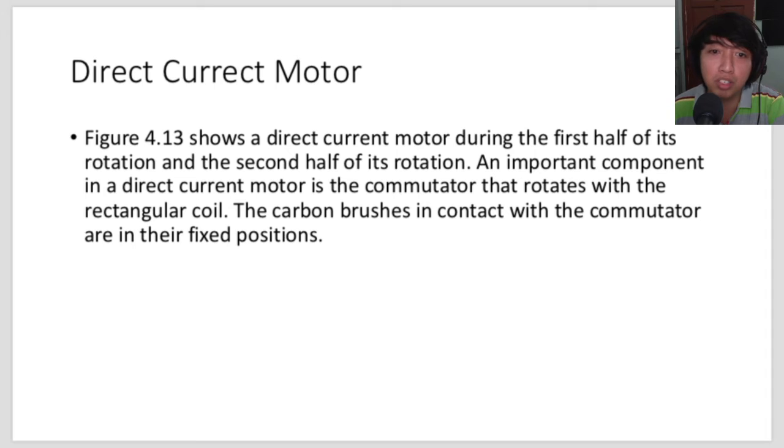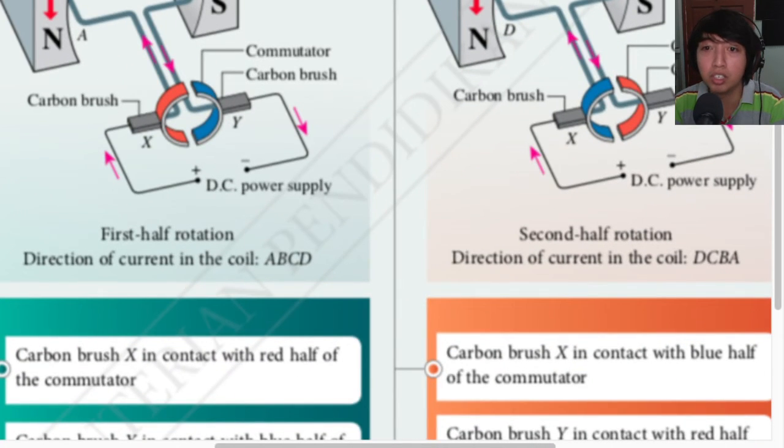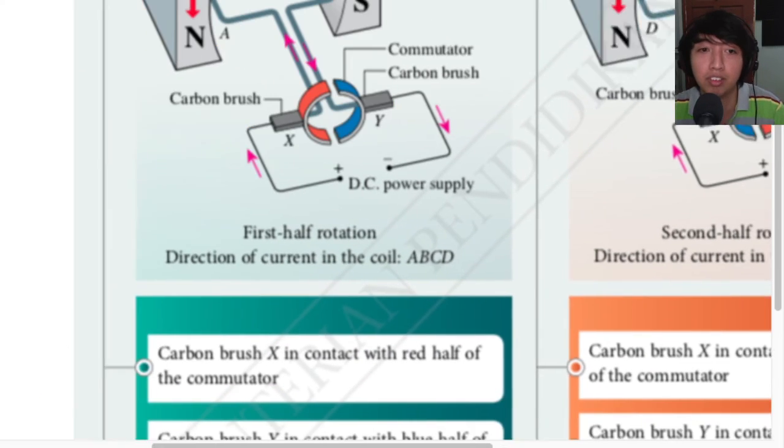Alright, so figure 4.13 shows a direct current motor during the first half and the second half of its rotation. An important component is the commutator that rotates with the rectangular coil. The carbon brushes in contact with the commutator are in their fixed position. So let me just show you what's happening here.